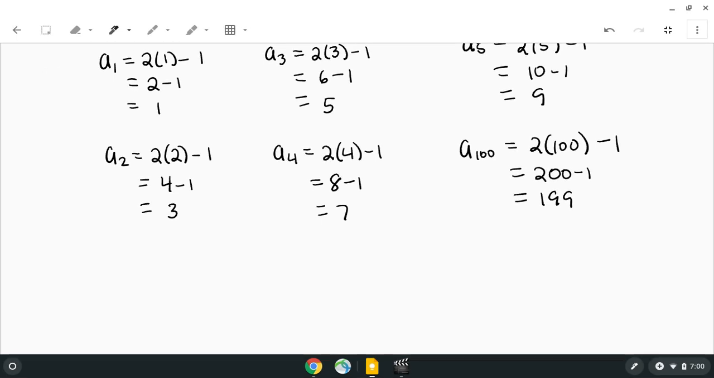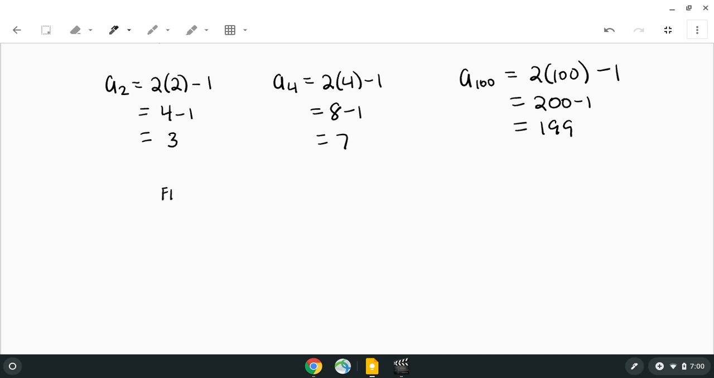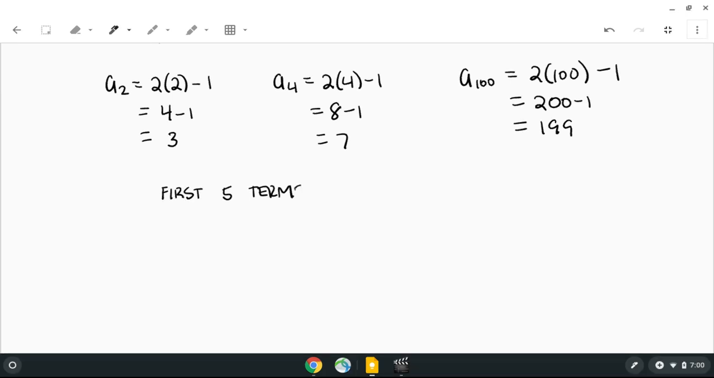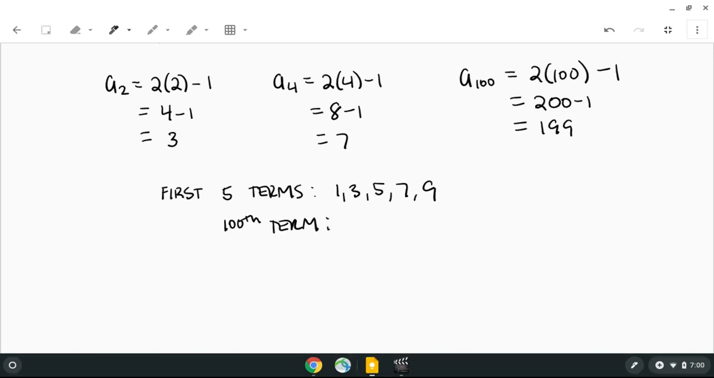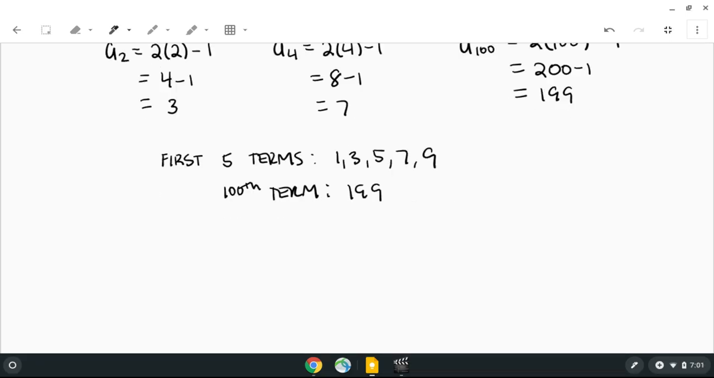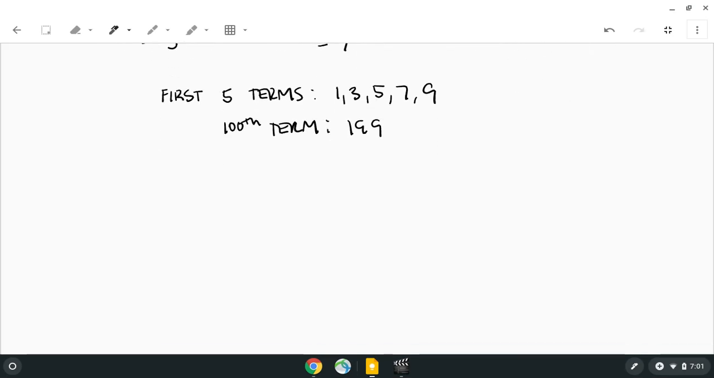Okay, so my first 5 terms are 1, 3, 5, 7, 9. Okay, and the 100th term is 199. Okay, all right, let's take a look at another one.